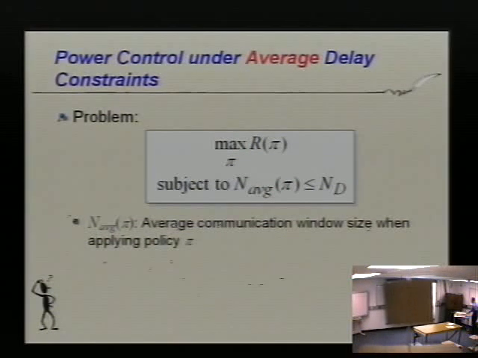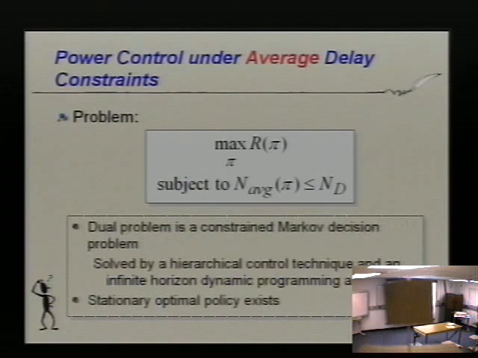Okay, and we said we can use the infinite horizon dynamic programming algorithm to solve this problem, and we found the stationary optimum policy does exist in this problem. I do not want to give you a very detailed mathematical deduction here, so let's see what the optimal transmission policy looks like by numeric examples.